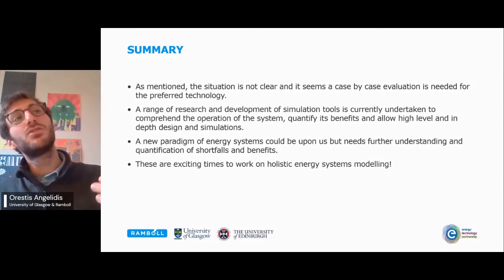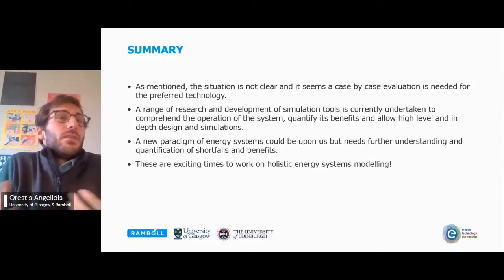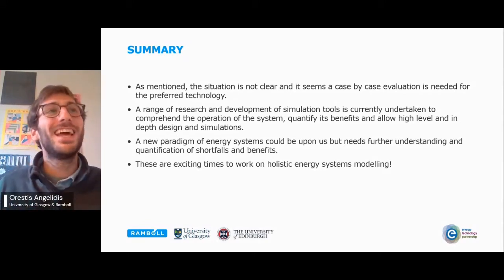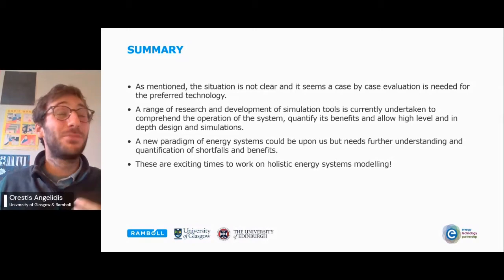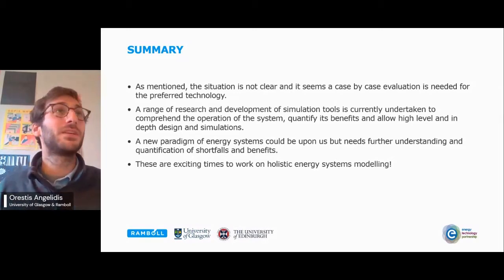And that could allow us to look into this new paradigm of energy systems and see when we can go with it. Now, these are exciting times to work on this, and for sure, I'm really happy to start looking into both the social and the simulation aspects of it.